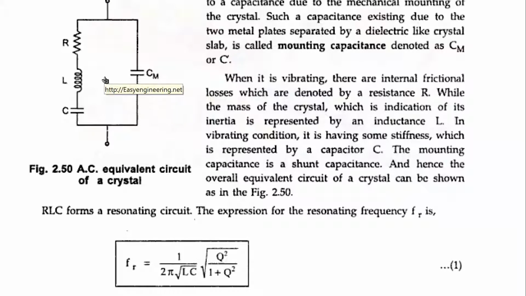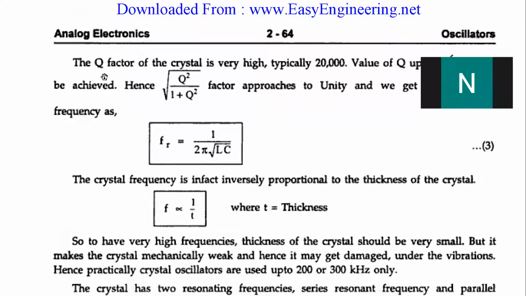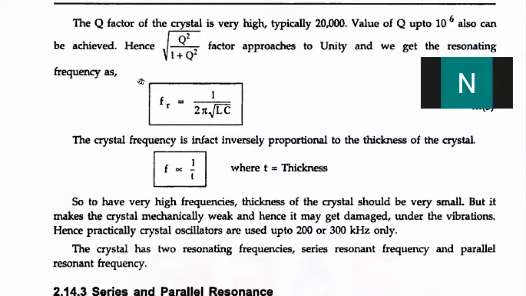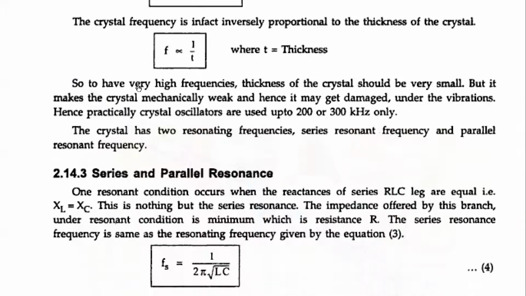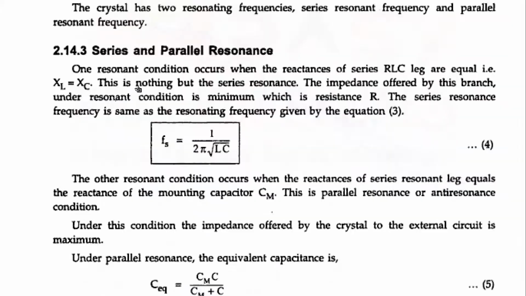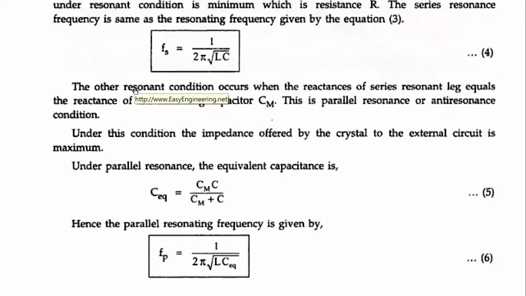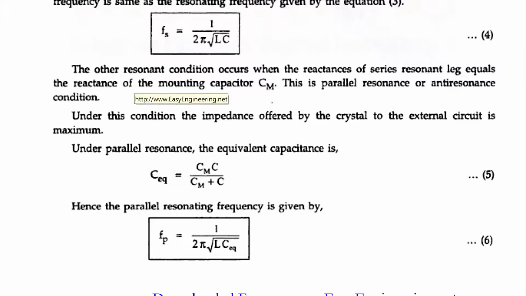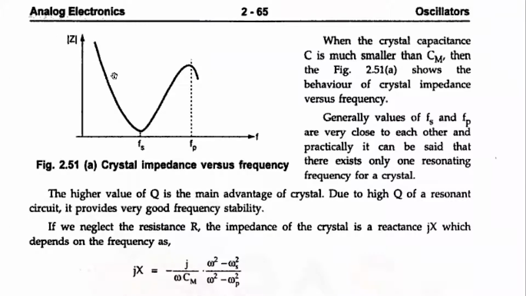And to get the resonant frequency of that overall impedance, you have to equate the imaginary part to 0. There you neglect R, and then you will get the two frequencies: series resonant frequency and parallel resonant frequency, which we have discussed in the previous class. Again, because this is 12th standard level, we are not deriving, we are directly taking the formula. But for your practice, you can do it. Then this graph also we have discussed.